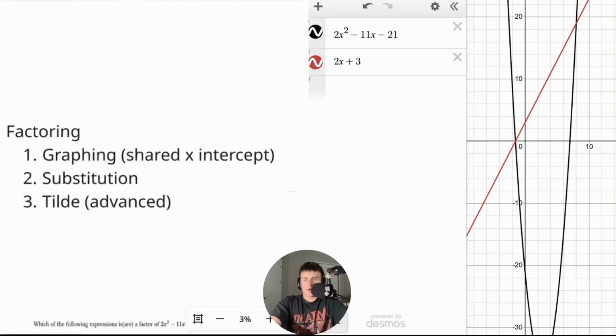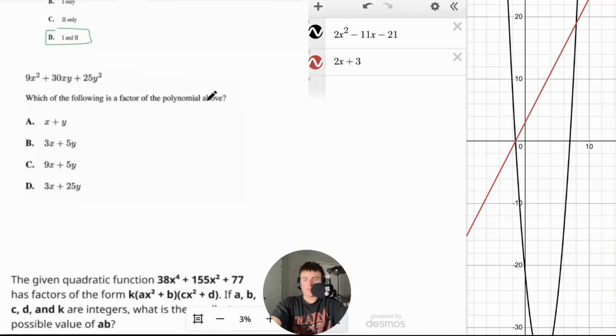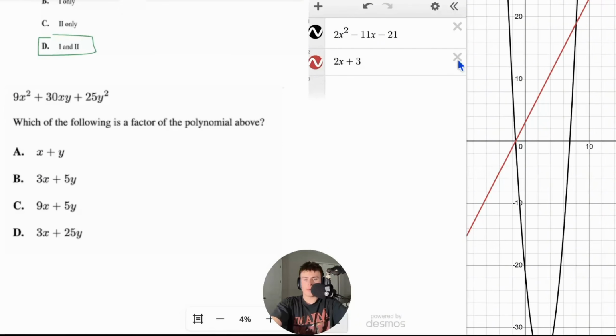So substitution, all you do is you replace the variables in the equation, and you see if the factor you're evaluating is actually a factor of the given expression. So if it divides into an integer or a perfect square or something, let me show you what that looks like. So this one says, which of the following is a factor of the polynomial above?